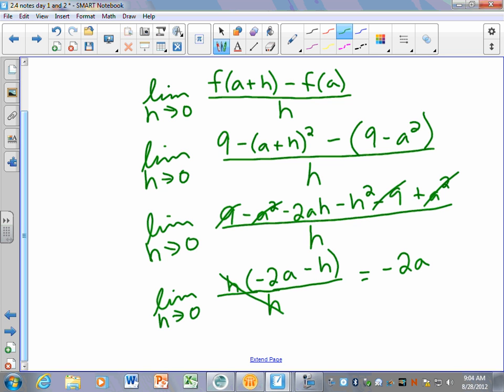Since they didn't actually give me an a value, what I ended up with is actually an equation that would work for any point on the graph. If I said find the slope at a equals 7, could you plug that in here and tell me what the slope is at a equals 7? Yeah, it'd be 7 times negative 2, it would be negative 14. So if they give you an x value or an a value, you can plug it in from the beginning or you can wait and plug it in at the end. But every time you should get that h to cancel out.